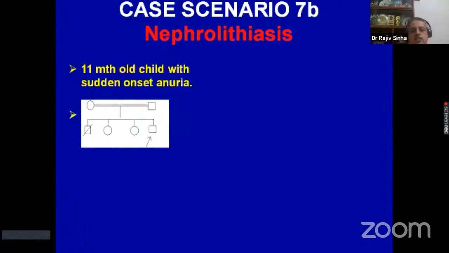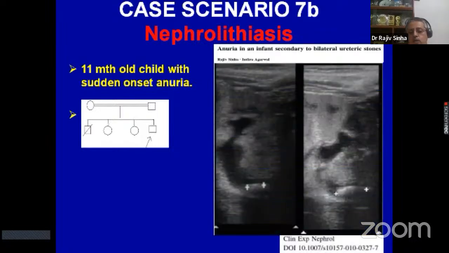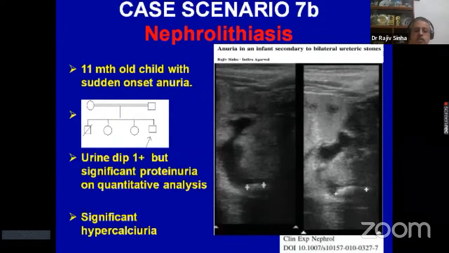This was an interesting child which we encountered when I was in CMC Vellore. An 11-month-old child with a sudden onset of anuria. There was a family history of a death in an earlier male sibling. And this anuria was because of bilateral ureteric stone obstruction, resulting in what we define as a reflex anuria. So the child had bilateral stenting done, and further evaluation showed significant proteinuria and significant hypercalciuria.